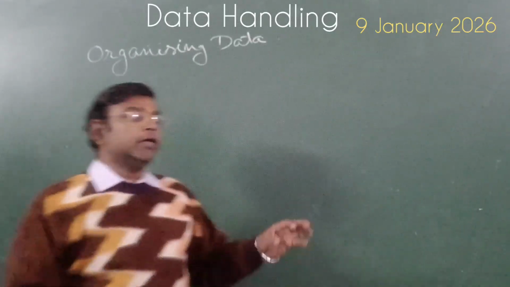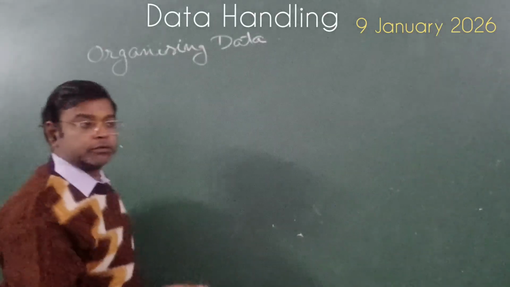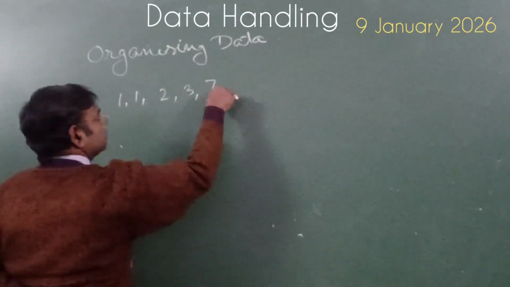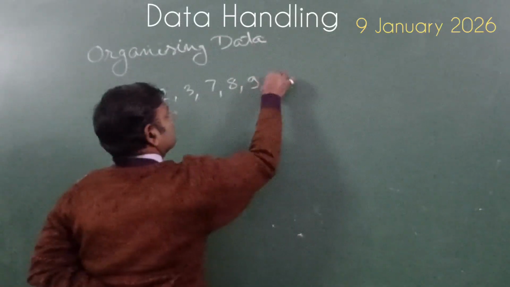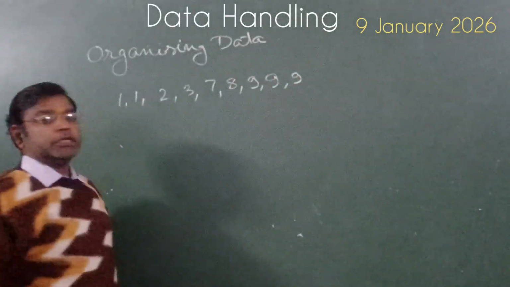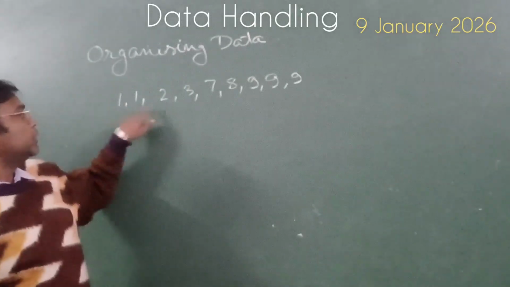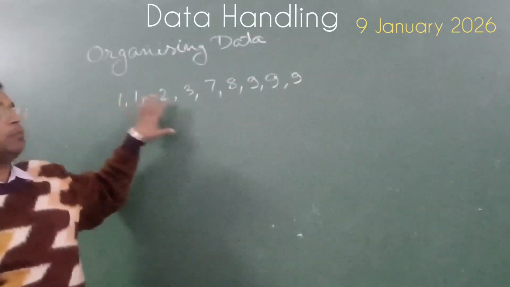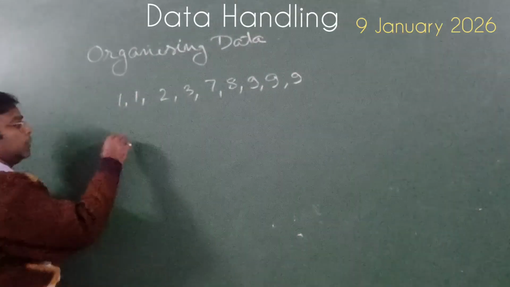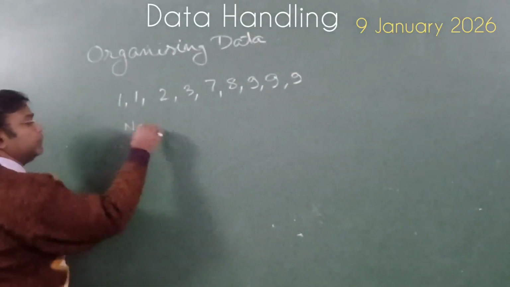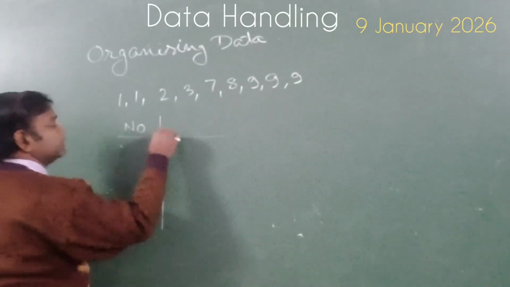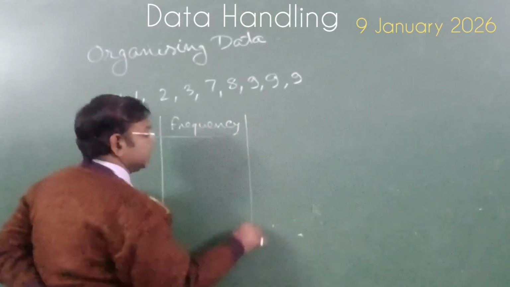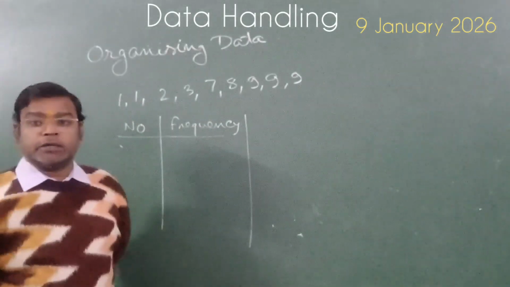In ungrouped format, suppose we collect some numbers, for example: 1, 1, 2, 3, 7, 8, 9, 9, 9. All these are ungrouped data. In this, the number 1 appears twice. If we tabulate them, then we have numbers and their frequency. Frequency means how many times they appear in the data.